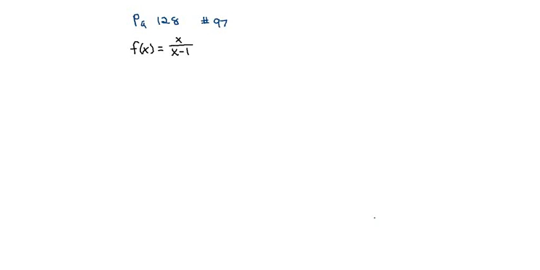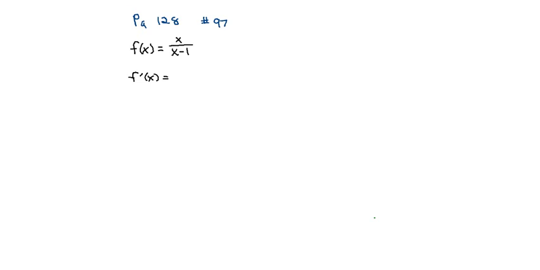Hello calculus students, here we're going to take a look at number 97 from page 128. We've got a function f at x equals x over x minus 1, and we need to find the second derivative of this. So to get there we first have to find the first derivative, and so f prime at x is going to equal, we have a quotient, so we have to use the quotient rule.